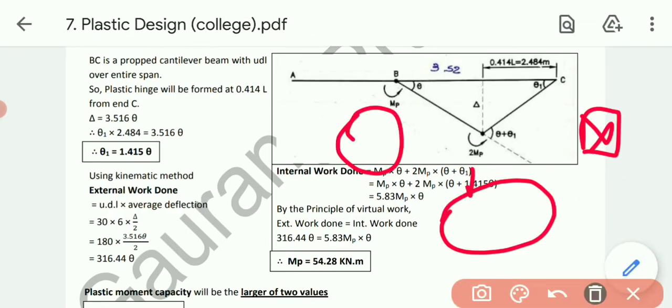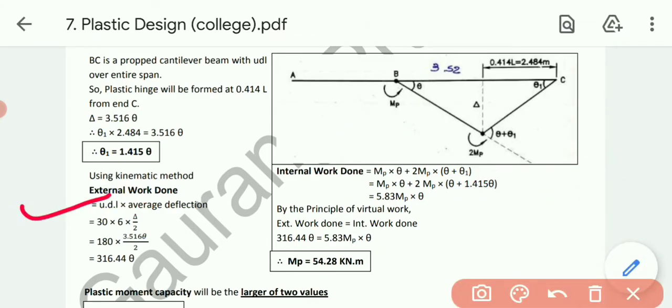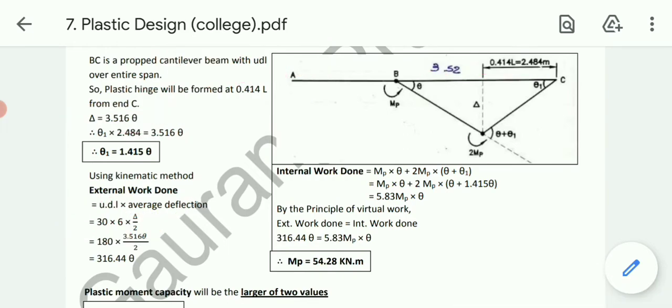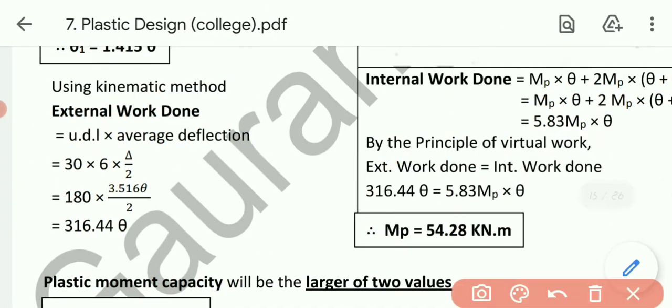Talking about external work, the formula is load into deflection. Now the load is UDL, so as already discussed, W into L. Always take the total load into deflection by 2. So W is 30 kilonewton per meter UDL over the 6 meter span, into deflection by 2. We have already derived the deflection as 3.516 theta. So UDL 30 into 6 into deflection by 2, that is 180 into deflection by 2, so I get the answer 316.44 into theta.